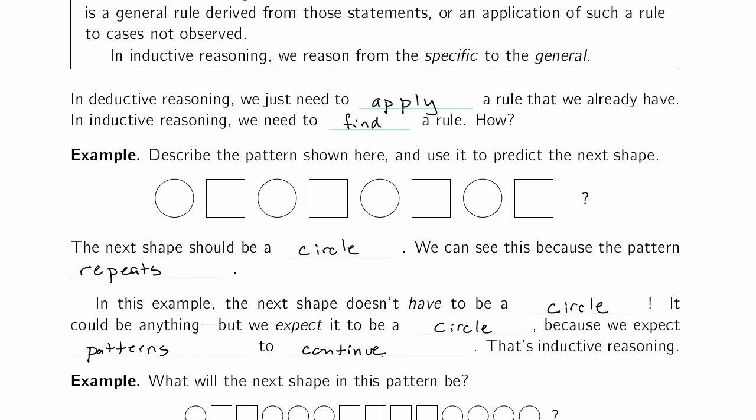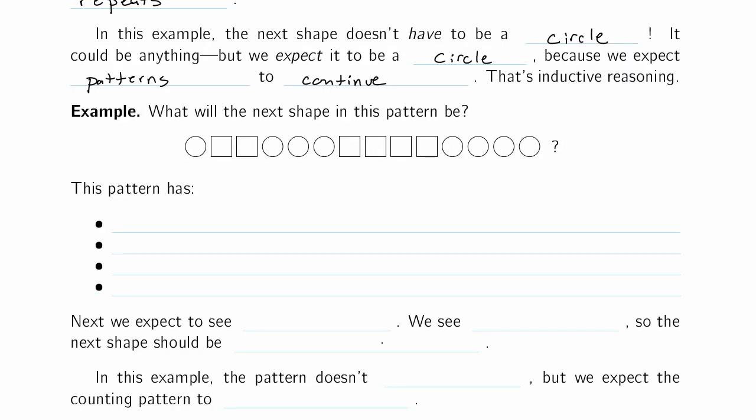Now, just repeating itself, of course, isn't the only pattern we can look for. Here we have a pattern in which we have first one circle, right there, and then two squares, and then three circles, and then four squares. What do we expect comes next in this pattern? Well, we would expect to see 5 circles come next.